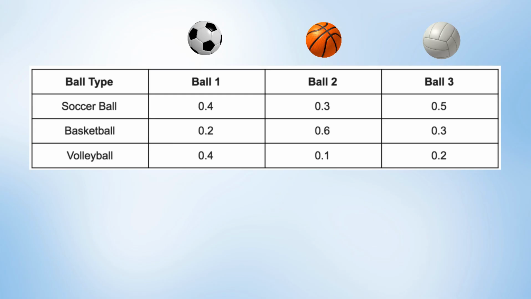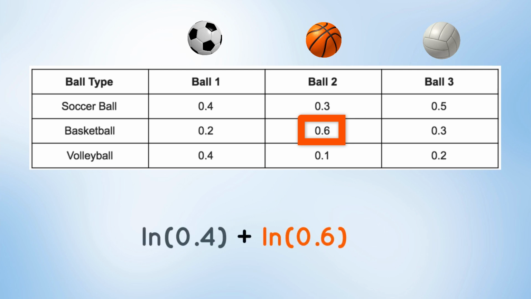Our first ball, which is already labeled as a soccer ball, its probability of actually being a soccer ball according to our neural network is 0.4. So we'll take the ln of that. Our second ball, already labeled as a basketball, its predicted probability of actually being a basketball according to our neural network is 0.6, so we'll take the ln of that, and do the same thing for the labeled volleyball.